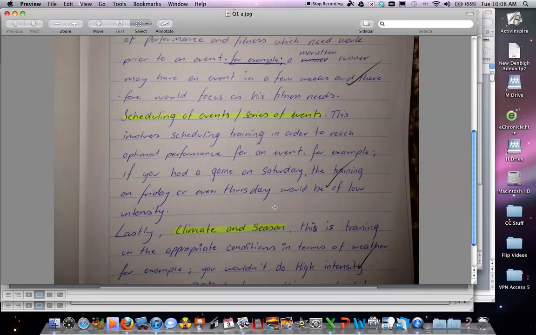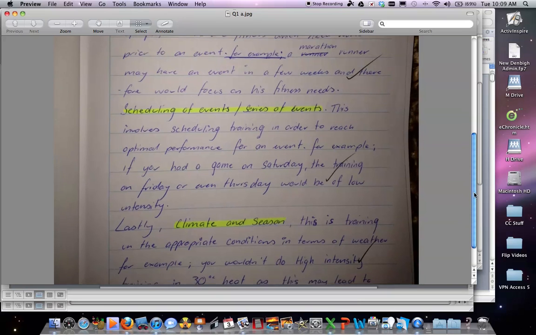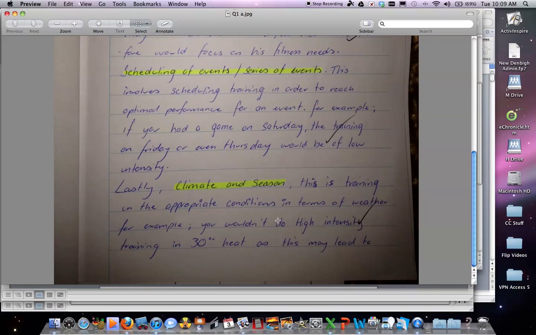Scheduling of events and series of events. This involves looking at when the competition occurs, whether it's a semi-final series or whether it happens as a particular meet that happens biannually or at one part of the year. Those would be some of the things that you would consider, and as a result of that, you could consider when training occurred and the implications upon the athlete.